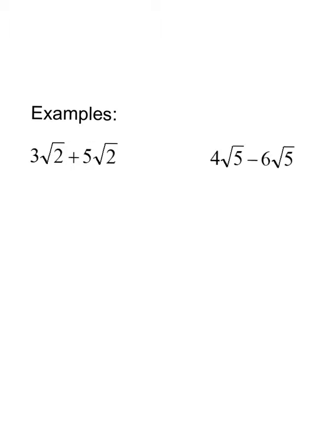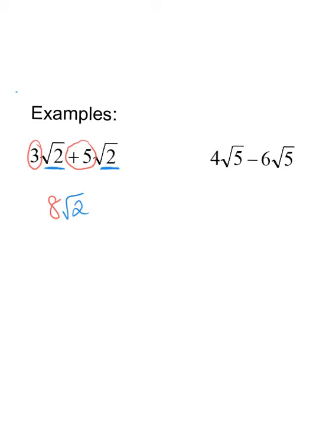So let's look at the first few examples. We're going to start very easy. For number 1, it says 3 radical 2 plus 5 radical 2. The first thing I'm going to look at is the radicals. They are both a 2. That means all I'm going to do is add the front numbers. 3 plus 5 is 8, and then rewrite the radical. So my answer is 8 radical 2.